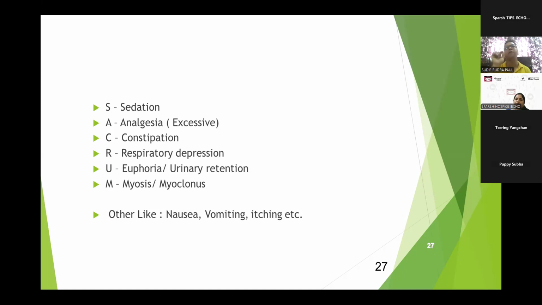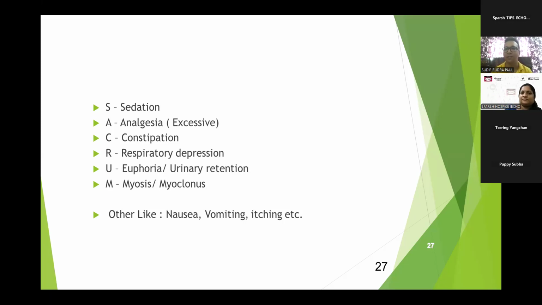Meiosis is the pinpoint of the pupil of the eyeball, and myoclonus is the jerking, but it is not the generalized tonic-clonic jerking. In a generalized seizure, the patient has an aura and has no orientation to time, place, person. But here, myoclonus because of opioid, the patient will have full orientation, but still there will be jerky movement. So these are the adverse effects of opioids.